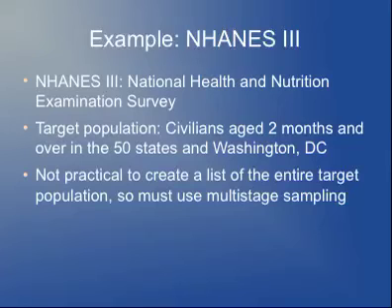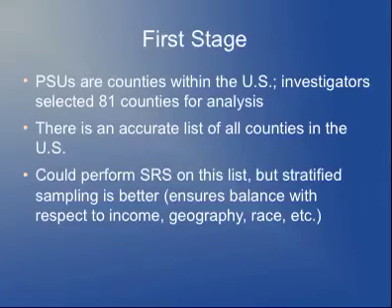Obviously, there's no way that you could create a list of everybody in the country, and if you could, contacting those people would cost way too much, so they had to do a multi-stage sampling design. And the way they did that is their primary statistical units, i.e. the first set of clusters, they just created a list of all the counties in the U.S. I mean, it's relatively easy to find a list of every county in the country.